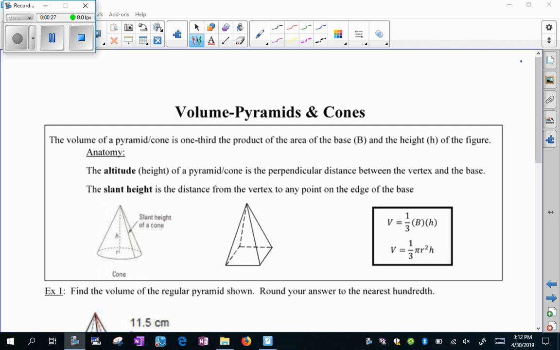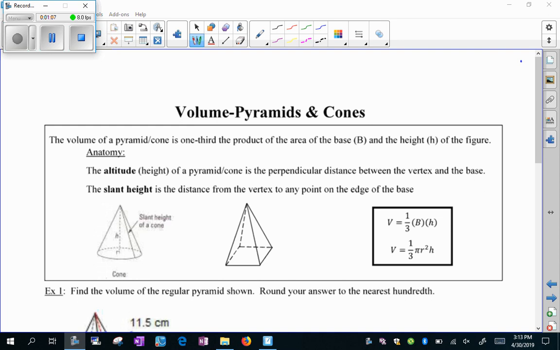If you take a pyramid and fill it up with water, it would take 3 of those pyramids to fill up a prism. So thus the relationship that a cone is 1/3 of a cylinder and a pyramid is 1/3 of a prism. And that's how we come up with our formula. Very important. So for the pyramid and the cone, the volume is 1/3 the product of the area of the base, that's our big B, and the height of the figure.